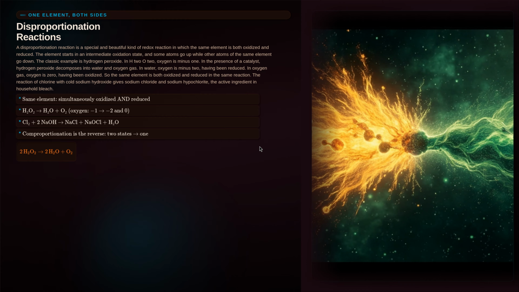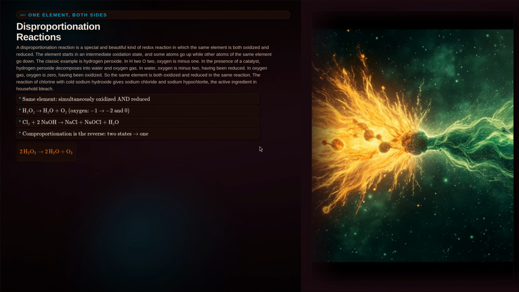Another famous disproportionation is the decomposition of potassium chlorate, KClO3, into potassium chloride and oxygen. The chlorine starts at +5 and goes to -1 in KCl, while the oxygen goes from -2 to 0 in O2. Wait, in that case, it is actually the oxygen that disproportionates, not the chlorine.